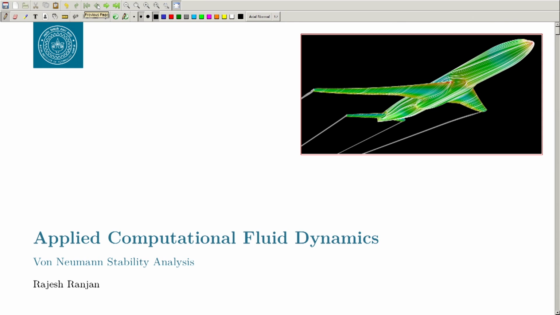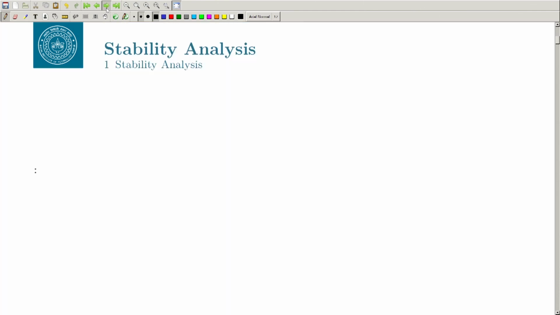In today's class, we will look at the numerical stability in a more formal way. We know from the Lax equivalence theorem, as you recall, that convergence is equal to consistency plus stability. So, you know that for convergence, stability is very important.